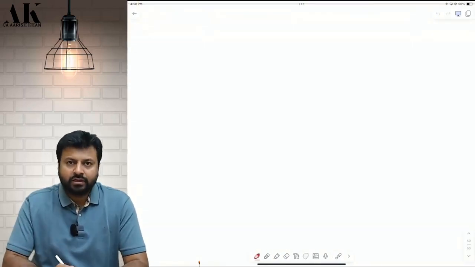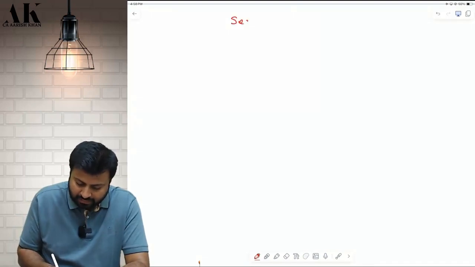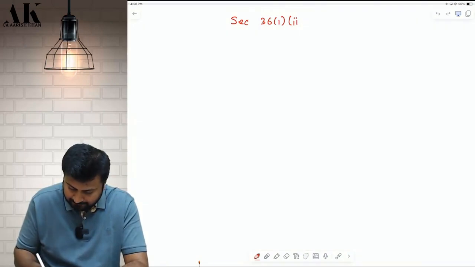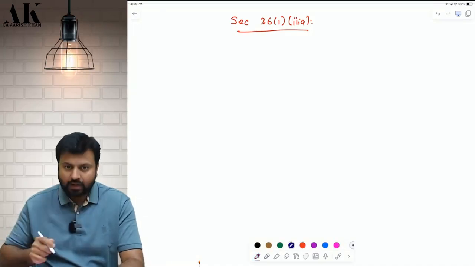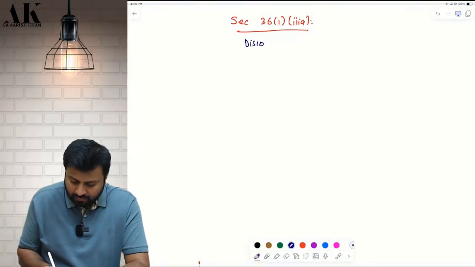So now after section 36(1)(3), the next section is, pay attention on the board please all of you. That is section 36 subsection 1 clause 3A. What is this section, sir? It's a section on discount on zero coupon bond. So this talks about discount on zero coupon bond.